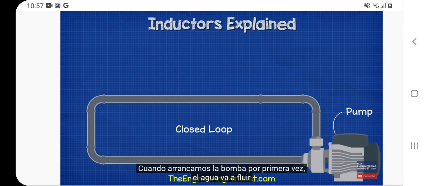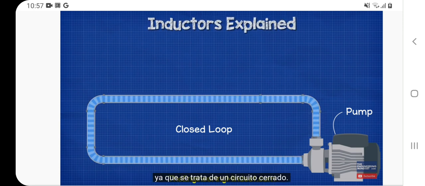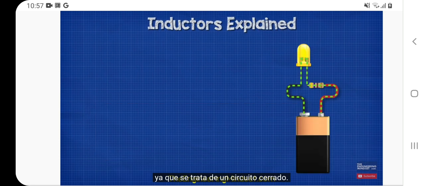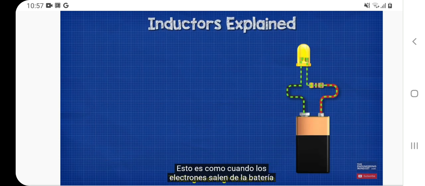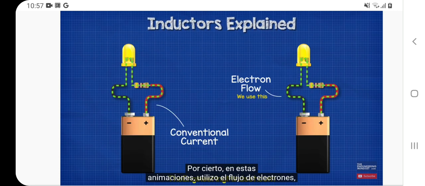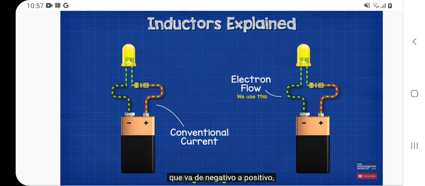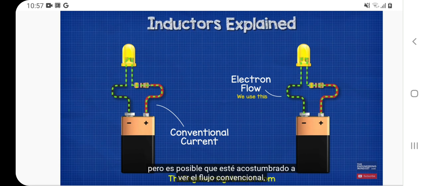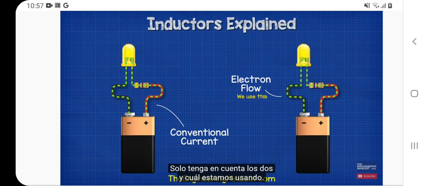When we first start the pump, the water is going to flow, and it wants to get back to the pump as this is a closed loop. This is just like when electrons leave the battery, they flow and try and get back to the other side of the battery. By the way, in these animations I use electron flow, which is from negative to positive, but you might be used to seeing conventional flow, which is from positive to negative. Just be aware of the two and which one we're using.